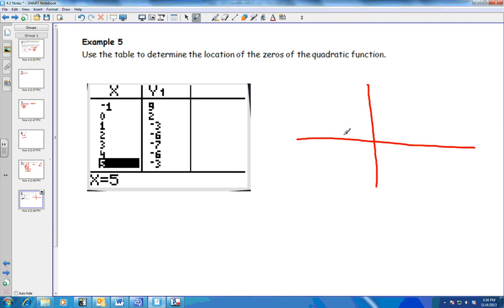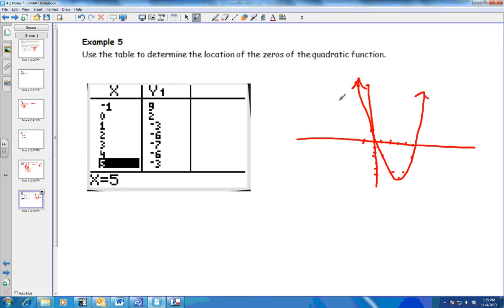Okay, I have the point negative 1, 9. So negative 1, 9. 0, 2. 1, negative 3. 2, negative 6. 3, negative 7. 4, negative 6. And 5, negative 3. So you see, here's my graph.